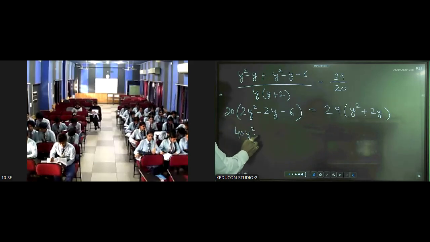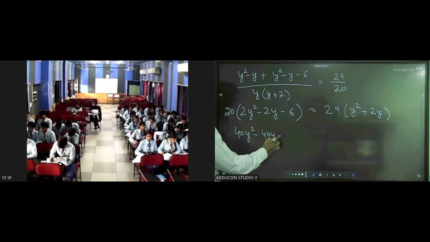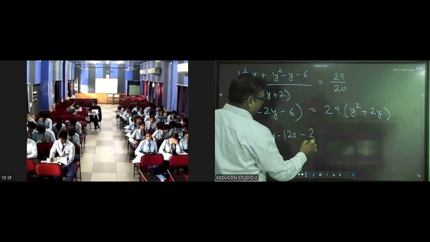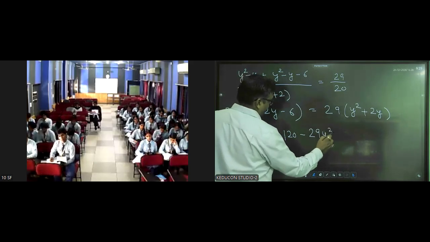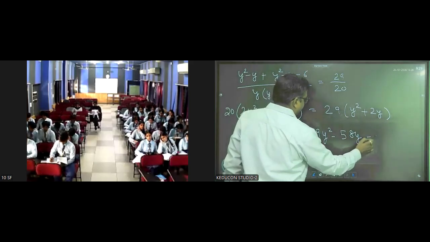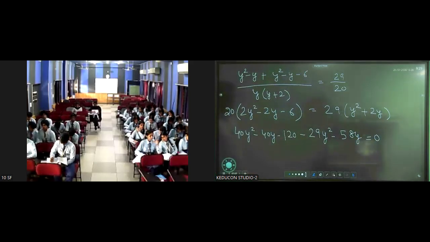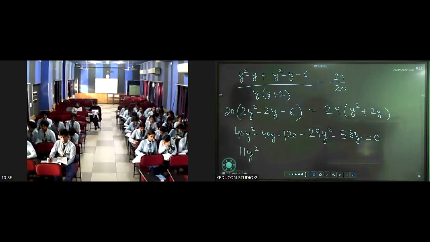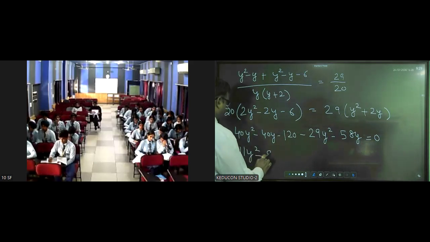4y square minus 40y minus 120. Take all terms on the left side. 29y square minus 58y. The equation that is being formed, बच्चों, 11y square minus 98y.